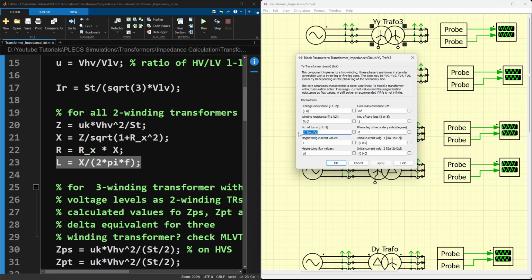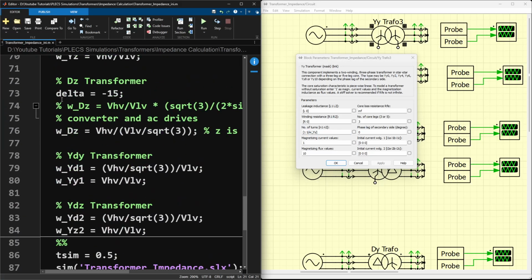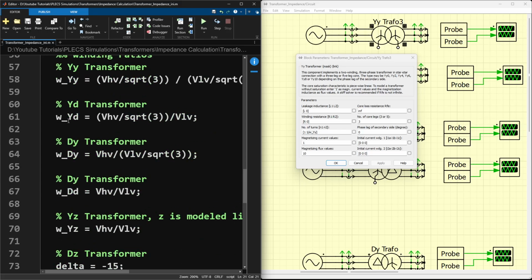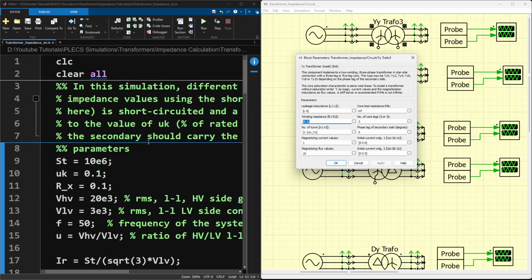If you look carefully at the number of turns, we have specified the winding ratio. You can watch the previous video on how to specify these winding ratios to step up or step down the relevant voltages, which I defined at the end of the script here for different types of winding ratios and transformers. So the first transformer is this one, and so forth. I will leave this discussion of winding ratio and concentrate on the impedance calculation instead.